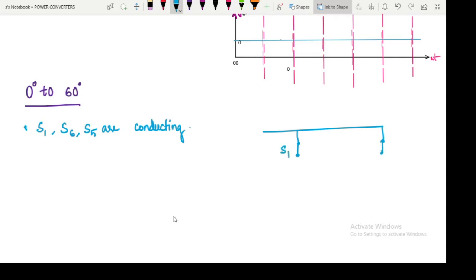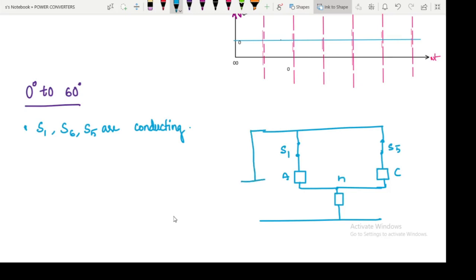This is S1, this is S5. We know that S1 is conducting to create the A phase and S5 is conducting for the C phase. This is the A phase, this is the C phase. And we know that S6 is conducting for the B phase. This is the B phase, right? All these three will be connected to one point that is called neutral. The input voltage is DC voltage, plus and minus VDC.